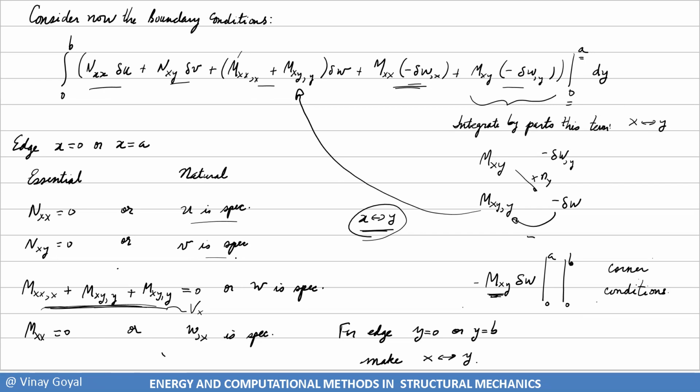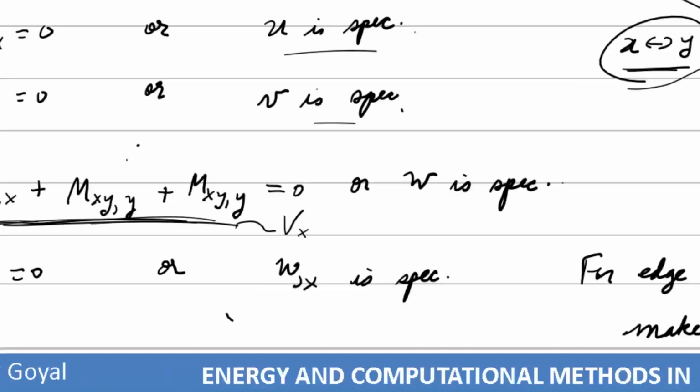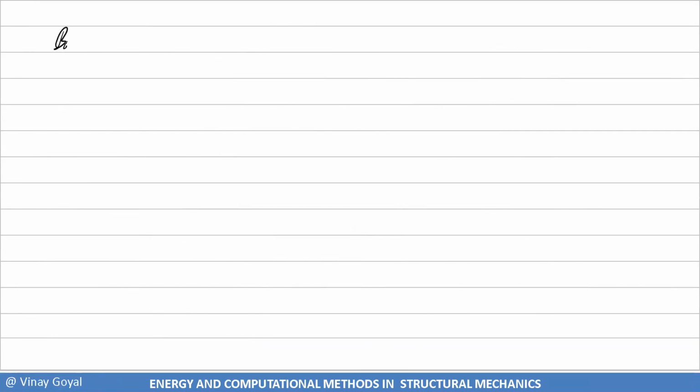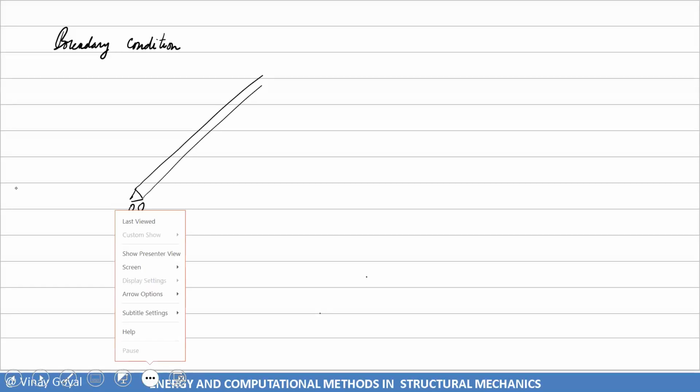You could have an edge that's clamped, which means that all these are zero: u, v, w, w comma x is zero. You can have a variety of boundary conditions on each of these edges. Let's examine, for example, a boundary condition with a roller. But that roller doesn't look like the ones for beams. Now the roller looks like this. This is your plate.